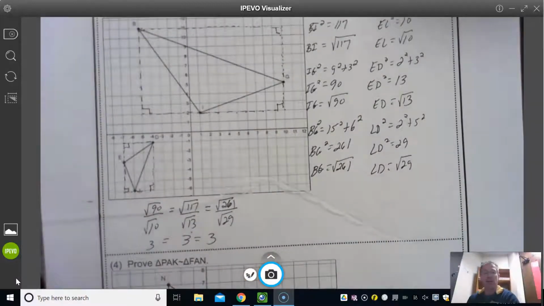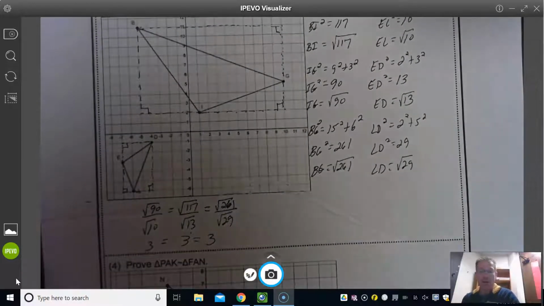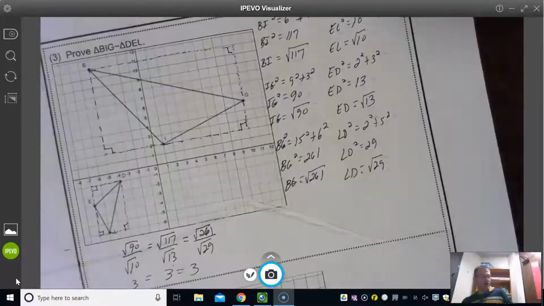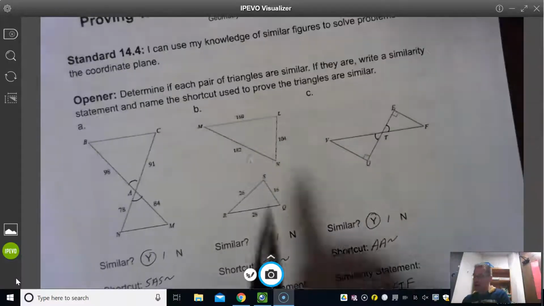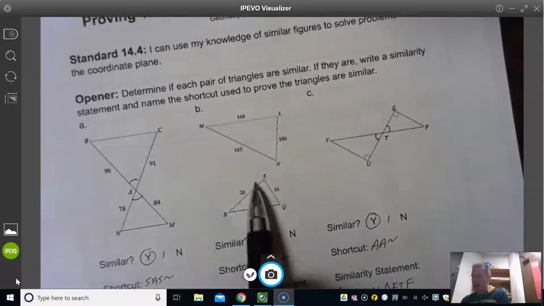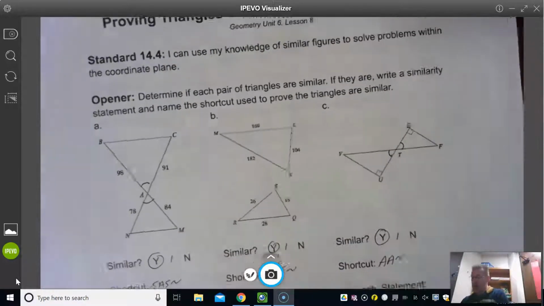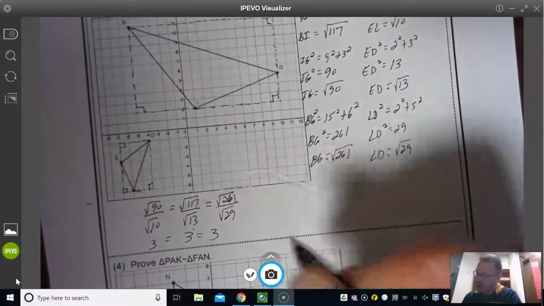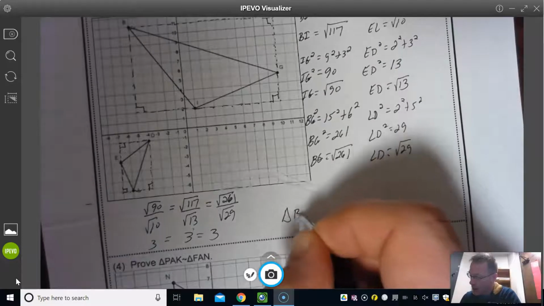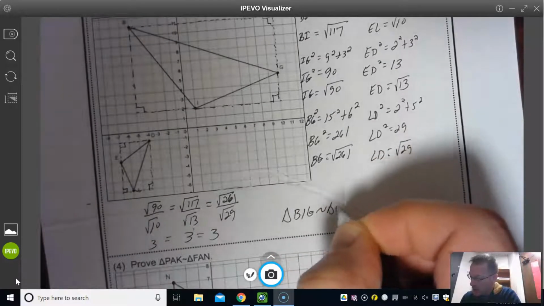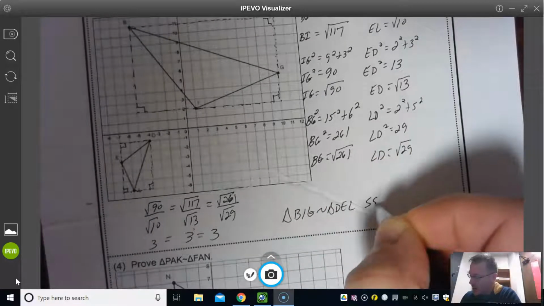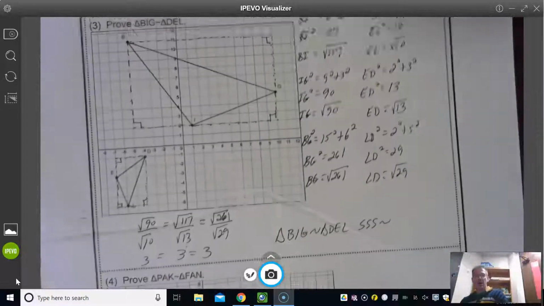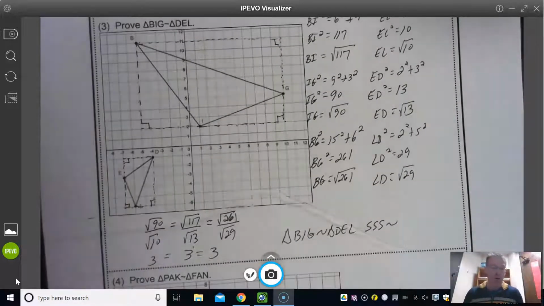So now we can see that all three corresponding sides are proportional. If I go back, that's exactly what we did here. But notice we had to do the work to find all the side lengths. Same process, just more work to get there. So we do know that our triangles are similar, so triangle BIG is similar to triangle DEL, and that's by side-side-side. So there's an example of how we work in the coordinate plane.